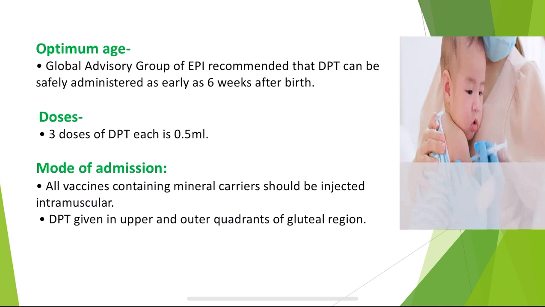The dose: 3 doses of DPT, each is 0.5 ml. What is the dose of the DPT vaccine? It is 0.5 ml and 3 doses of DPT are given. Mode of administration of DPT: all the vaccines containing a mineral carrier, like we discussed, aluminium phosphate or aluminium hydroxide, should be injected intramuscularly. DPT is given in the upper and outer quadrant of the gluteal region.